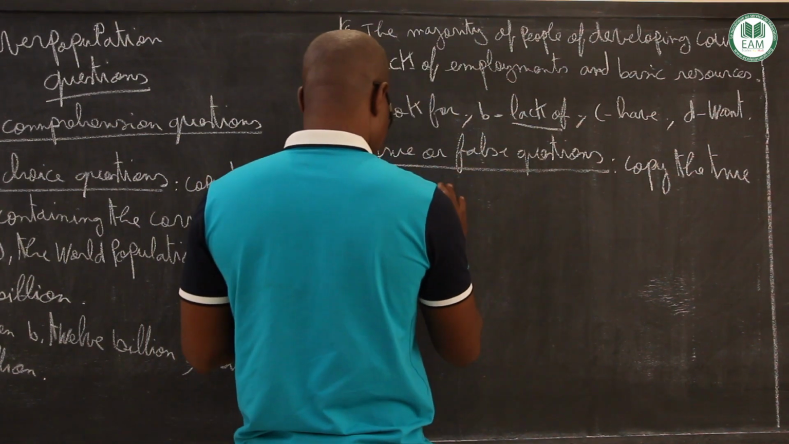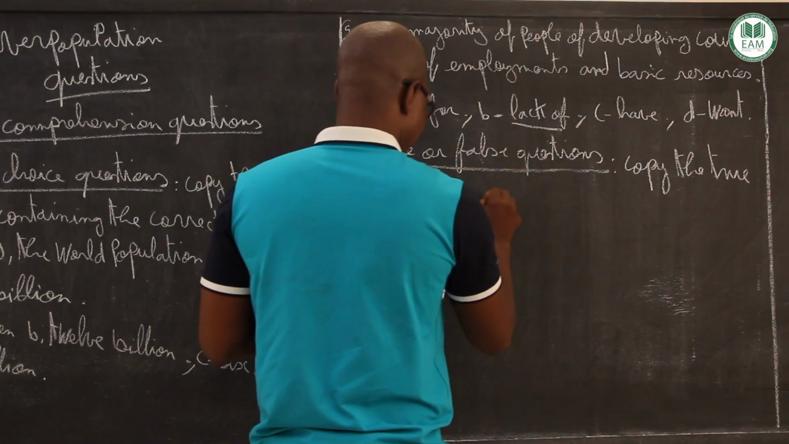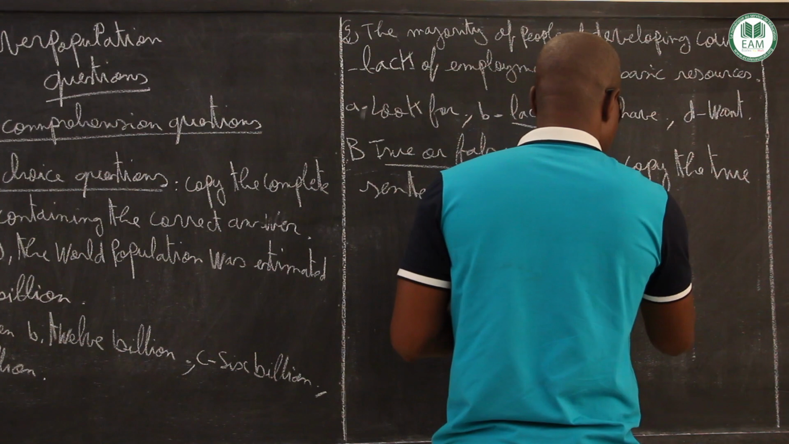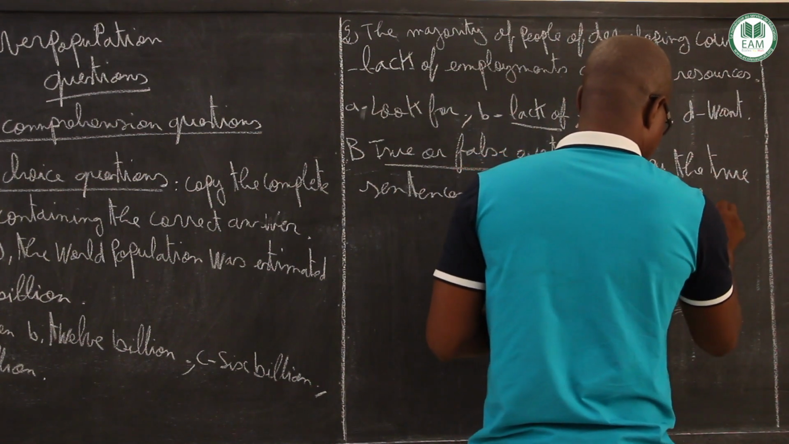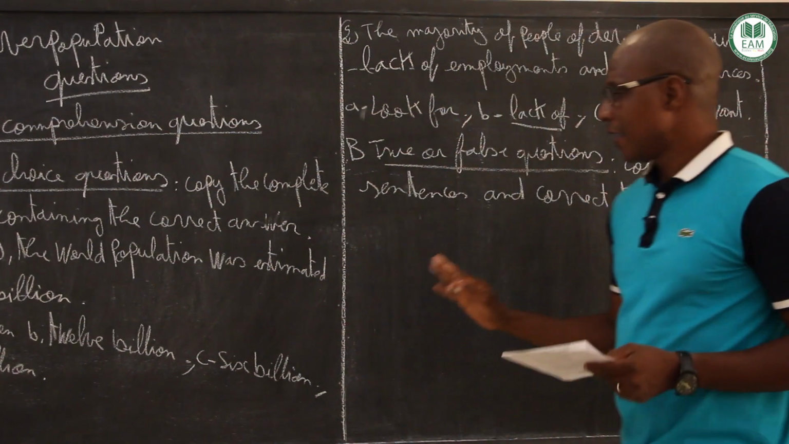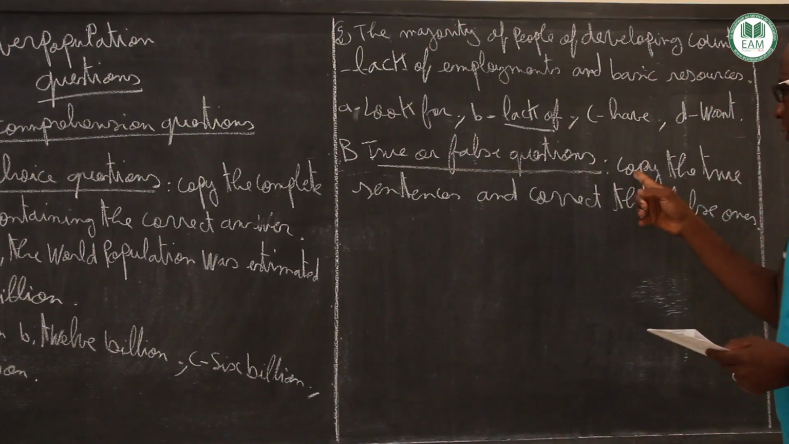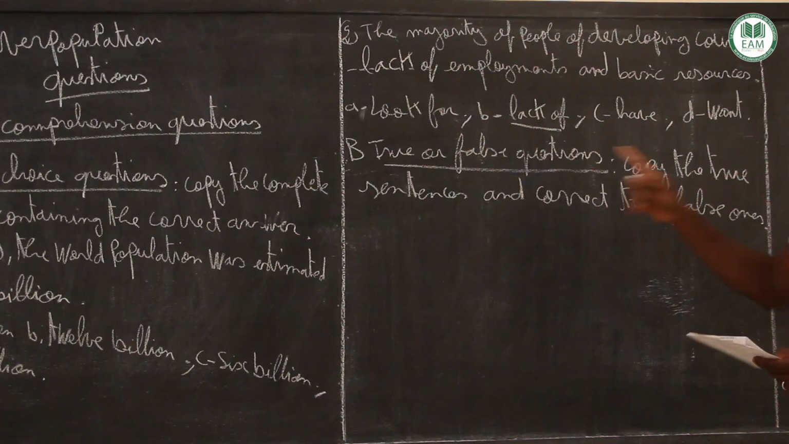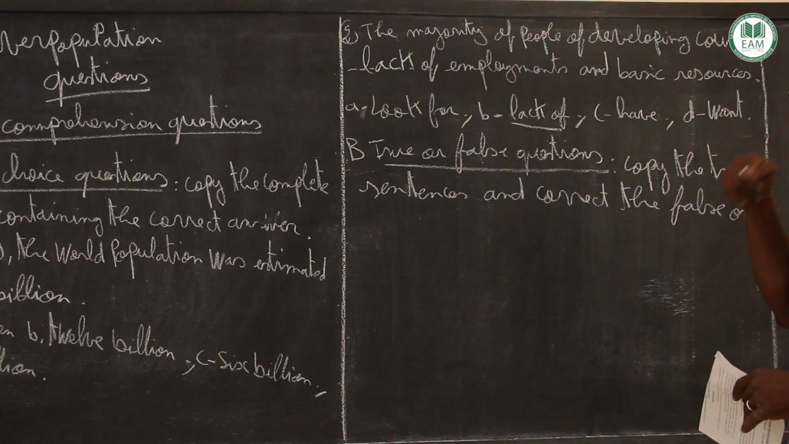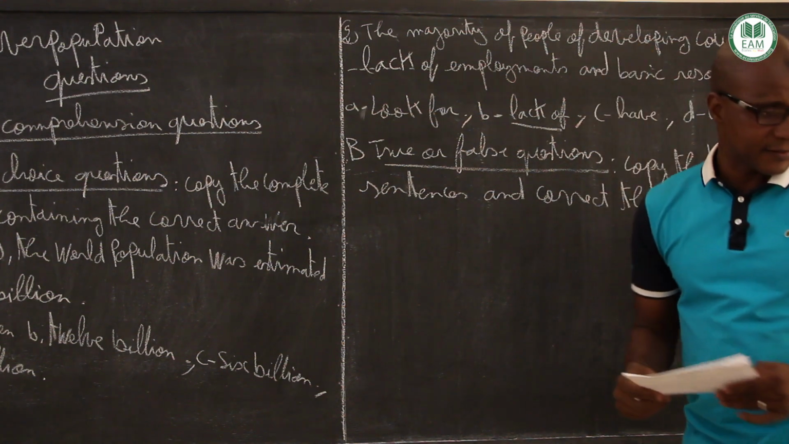Copy the true sentences and correct the false one. So, about this part, we take care. Why? We say here, you copy the true sentences. If it is correct, you copy, we don't change. But if it is false or if it is not correct, you correct the false one in the text.